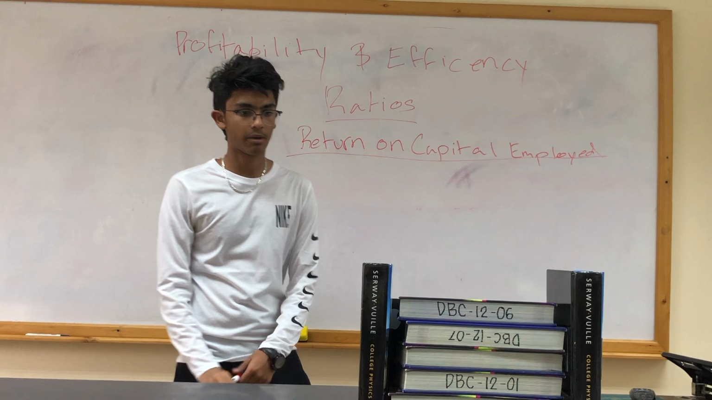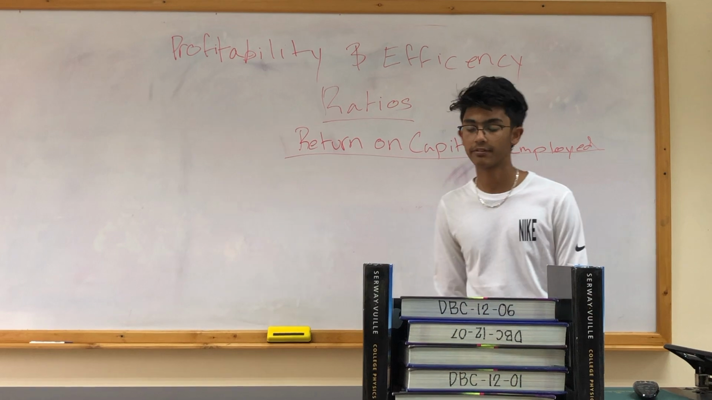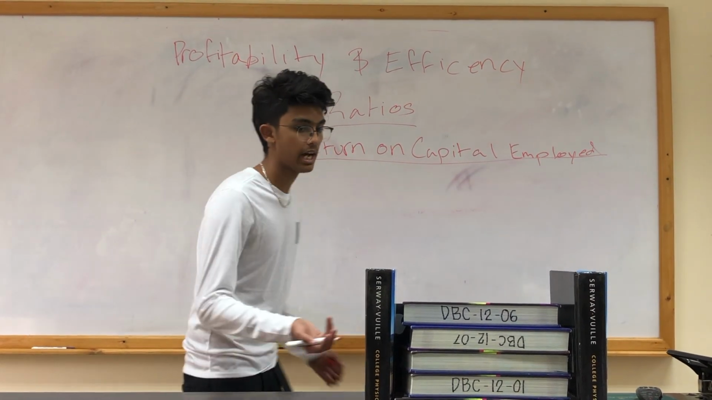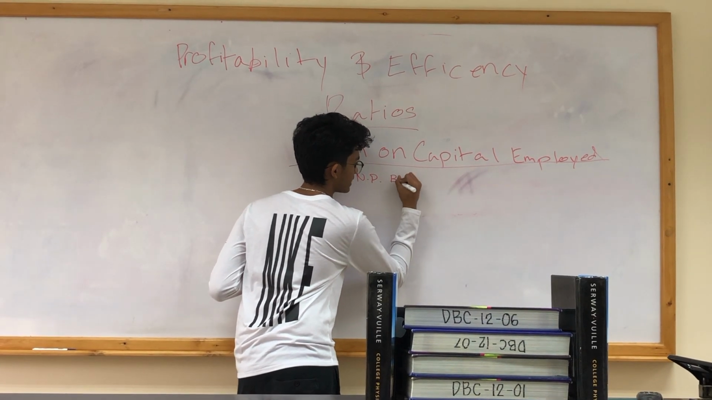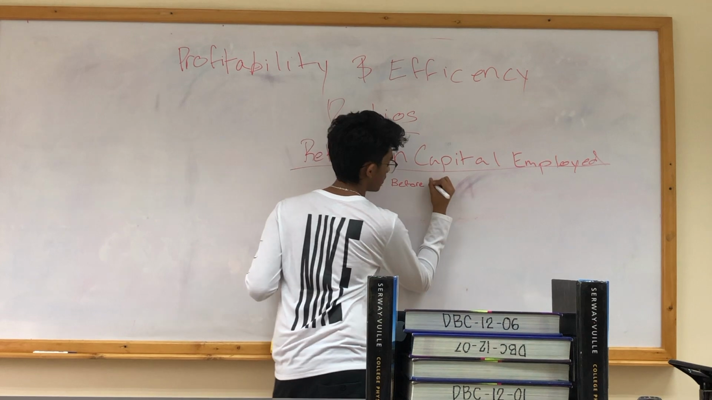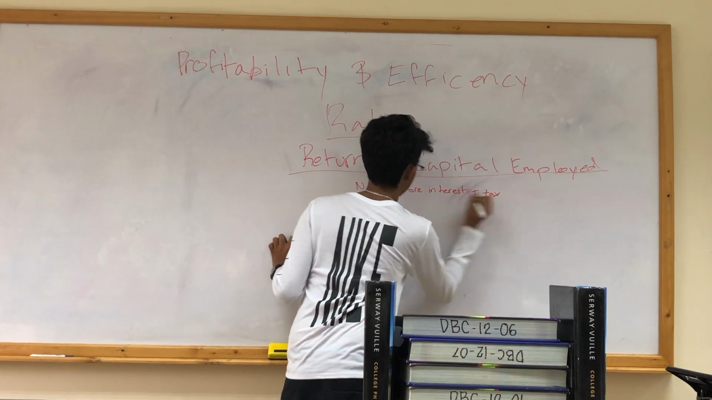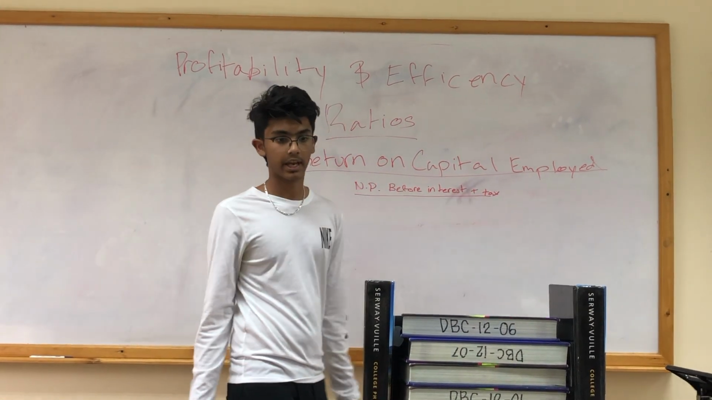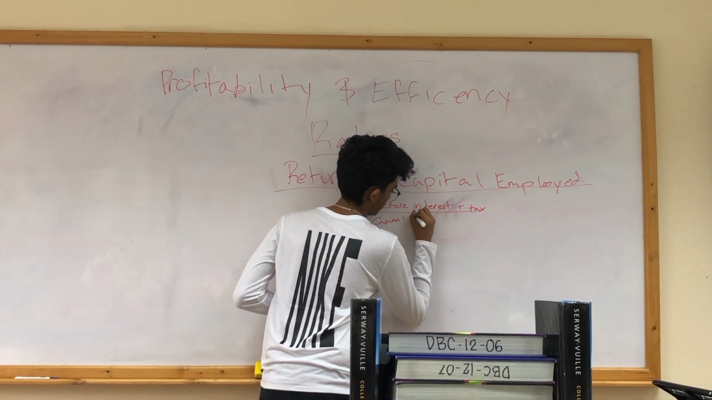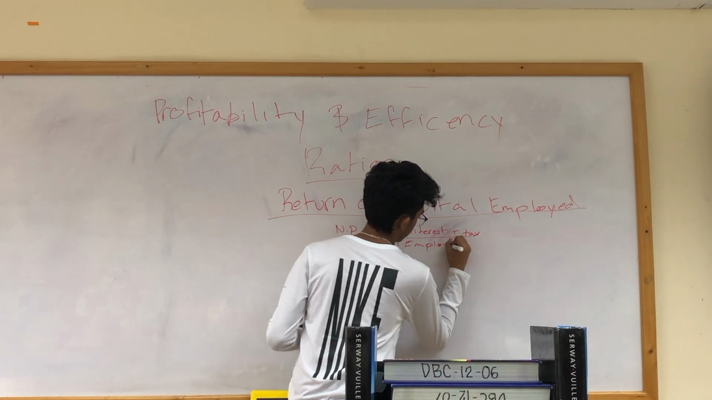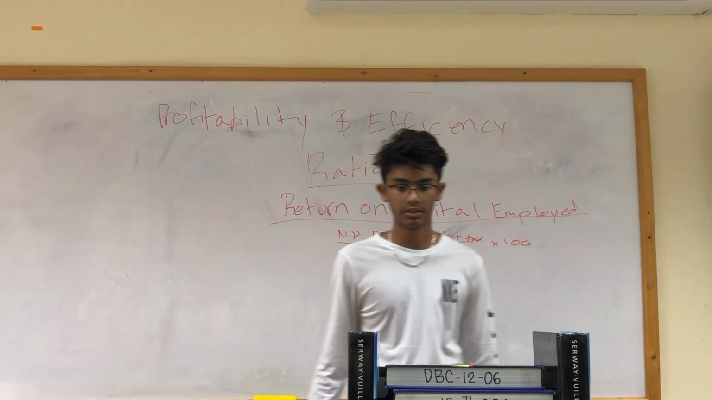Okay, so return on capital employed is a profitability ratio that measures how efficiently a company can generate profits from its capital employed. To figure this out, we do net profit before interest and tax over the capital employed, and you times that by 100, and you end up getting your ROCE.